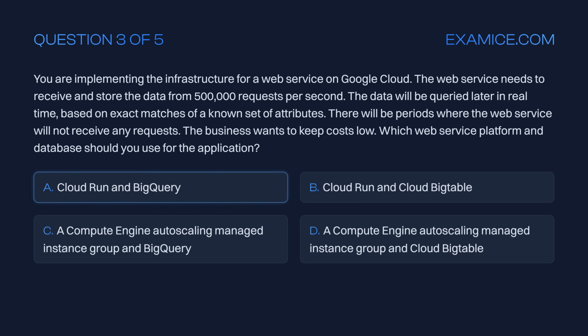Option A. Cloud Run and BigQuery. Option B. Cloud Run and Cloud Bigtable. Option C. A Compute Engine autoscaling managed instance group and BigQuery. Option D. A Compute Engine autoscaling managed instance group and Cloud Bigtable.